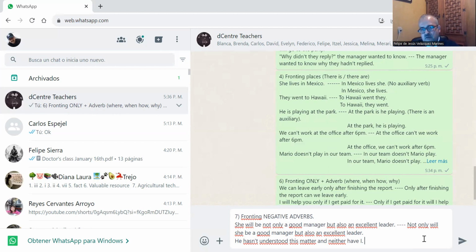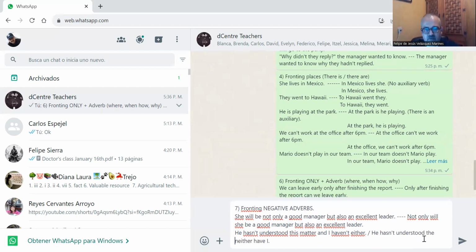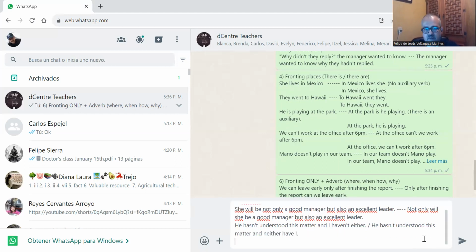Yes. So he hasn't understood this matter, and I haven't either. But if I switch and I begin there, I use a negative to begin the subordinate clause. I say he hasn't understood this matter, and neither have I. Okay.